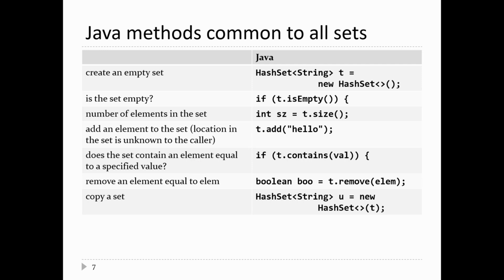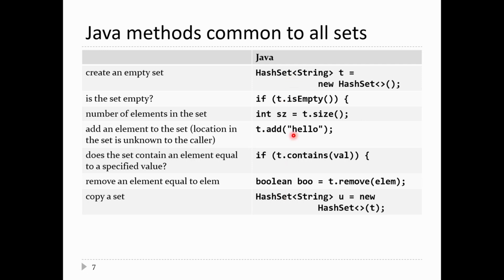Does the set contain an element that's equal to some given value? That's contains, just like with a list. Can you remove an element from a set? Yes, it's remove, and then you pass in the element that you would like to remove, just like you would with a list. How do you copy a set? You just make a new set, and you pass in the existing set, and that makes you a copy of the set T. So U is now equal to T. They both contain the same elements.